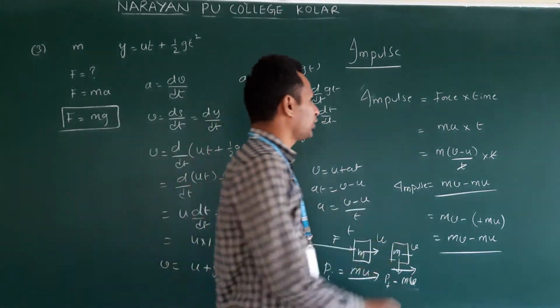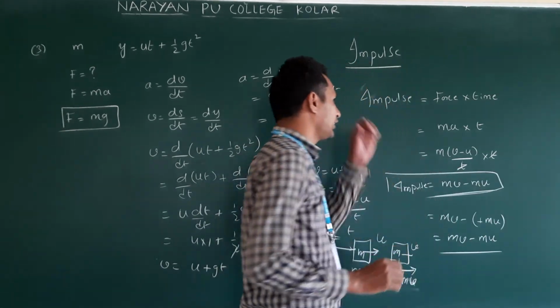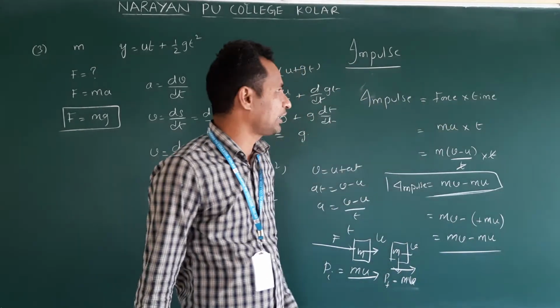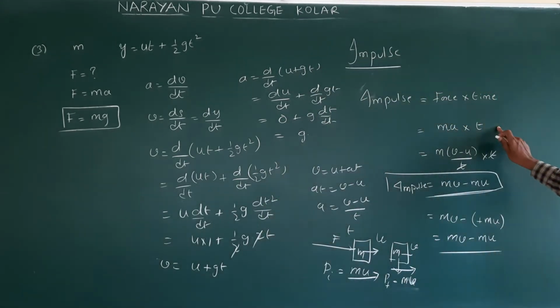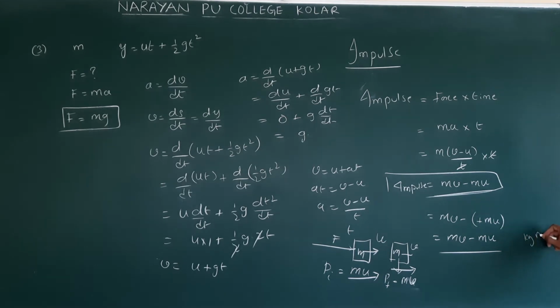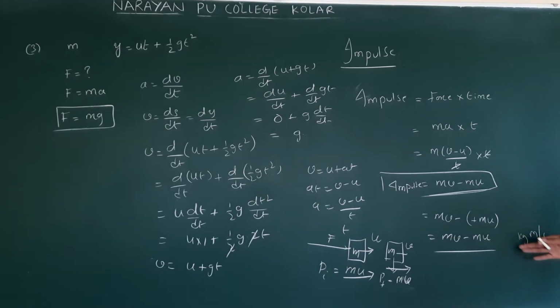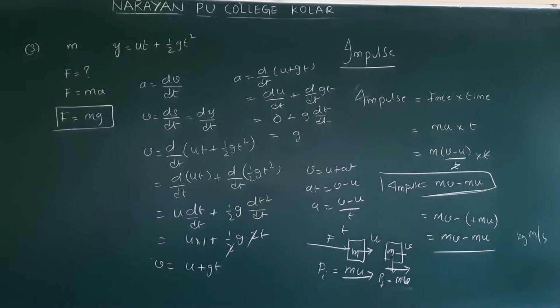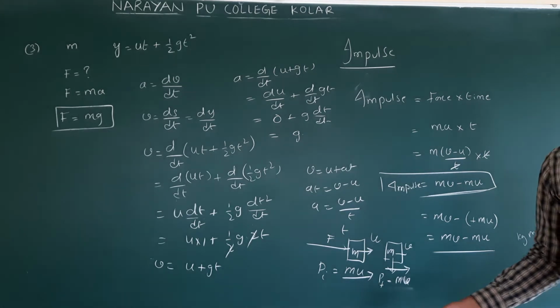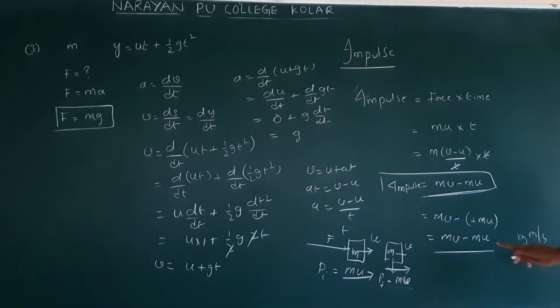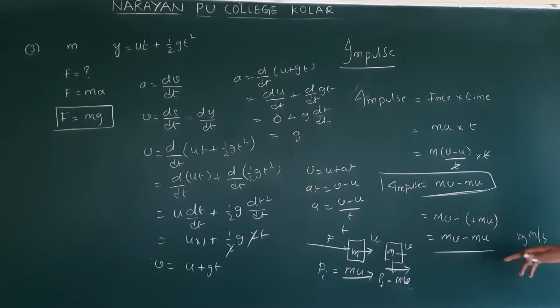But impulse is the change in momentum, or force acting in a short interval of time. How do you write the SI unit? What is the momentum unit? kg meter per second. Change in momentum is itself momentum only. Am I correct or not? Change in momentum is momentum, displacement minus displacement is displacement only, acceleration minus acceleration is acceleration only, velocity minus velocity is velocity only. Clear? So difference in momentum is nothing but momentum. The momentum unit is the impulse unit.